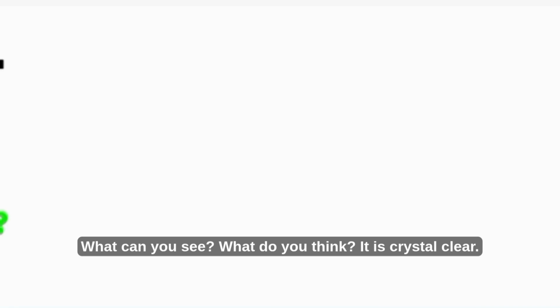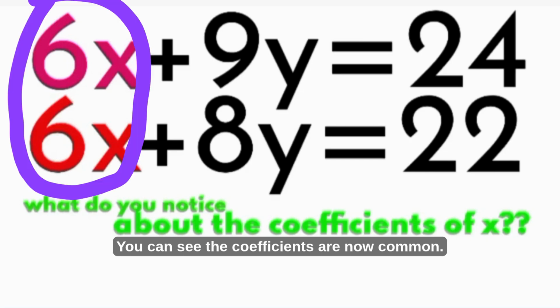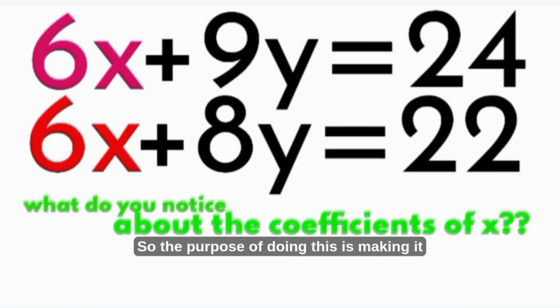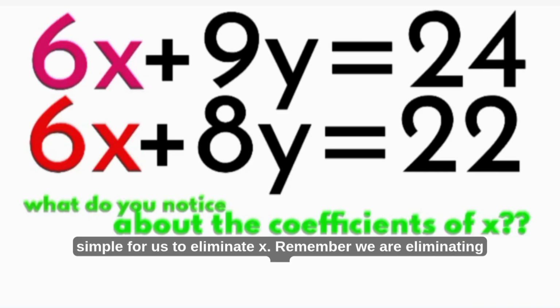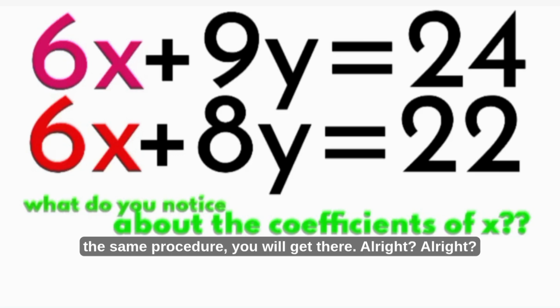It is crystal clear. You can see the coefficients are now common. We have 6x in the first equation and 6x in the second equation. So the purpose of doing this is making it simple for us to eliminate x. Remember, we are eliminating x. And in case you would want to eliminate y, you are not limited. You just follow the same steps, the same procedure, you'll get there.